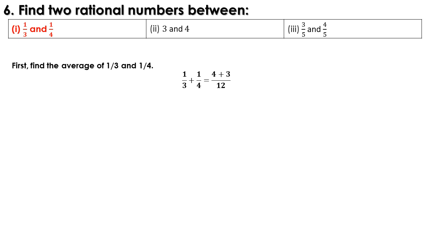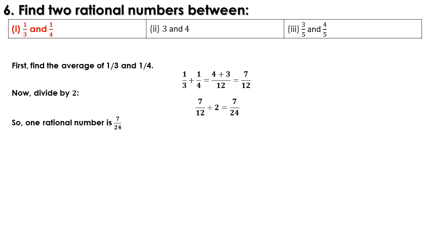Now, we add the fractions. 4 divided by 12 plus 3 divided by 12 equals 7 divided by 12. On the right side, (4 plus 3) divided by 12 also equals 7 divided by 12. Next, to find the average, we divide the sum by 2. 7 by 12 divided by 2. Dividing by 2 is the same as multiplying by 1 divided by 2. 7 divided by 12 times 1 divided by 2 equals 7 divided by 24. So, the first rational number we get is 7 divided by 24. Now, let's move on to the next part.